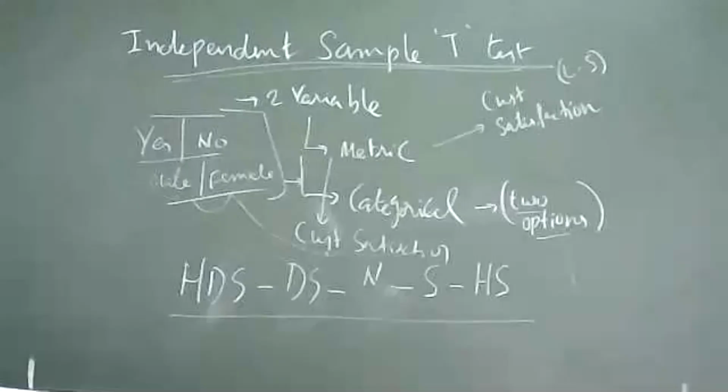Is that anybody's sample? Sir, how will we interpret the output of this independent sample t-test, sir? First the orientation, next the outcome. Okay. So what I do, right?